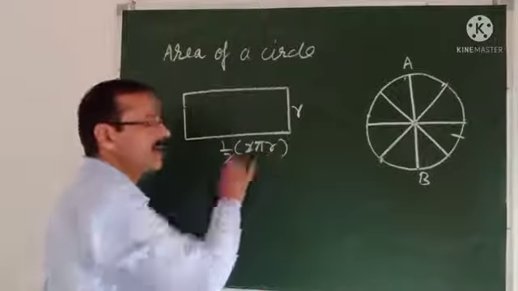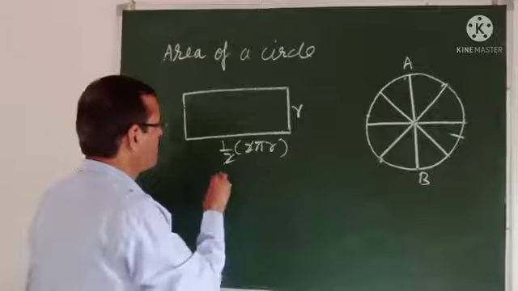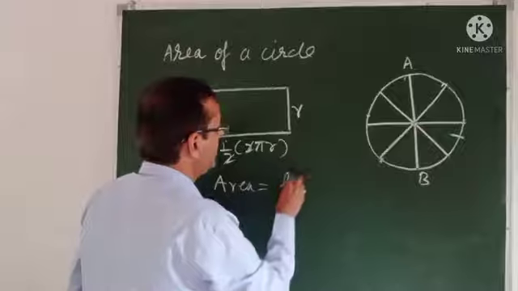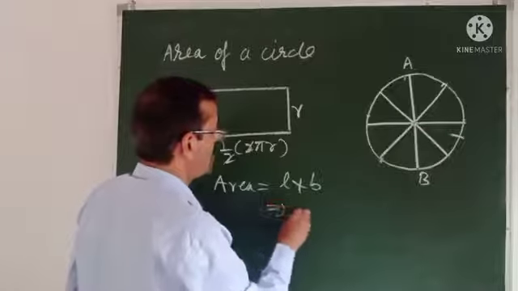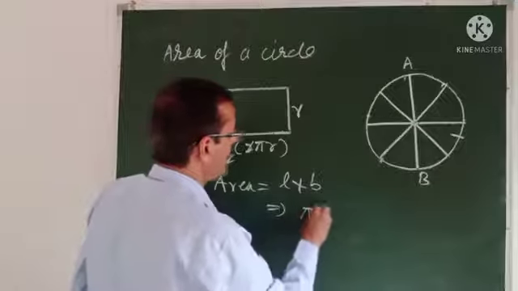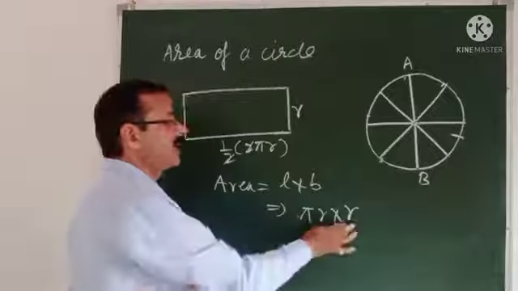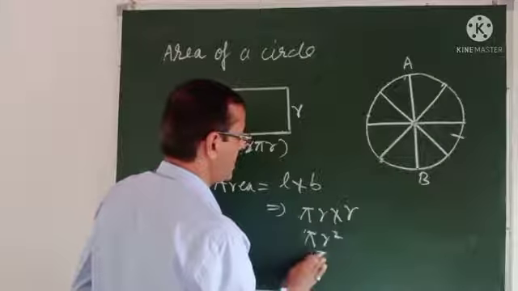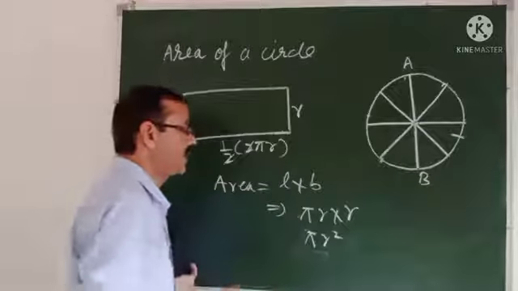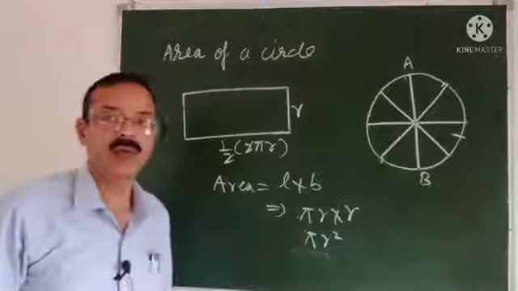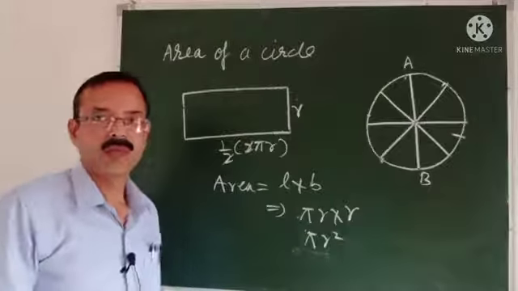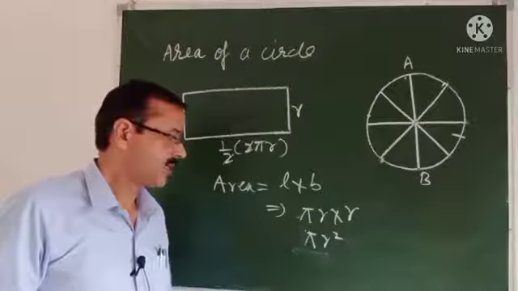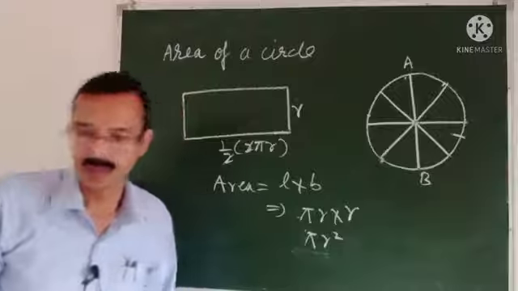As we know, the area of a rectangle is equal to length into breadth, that will be equal to pi r into r. Pi into r square, that will be pi r square. So the area of a circle can be found using this formula, pi r square. Okay. Then on the basis of these two formulas, circumference and area of a circle pi r square, let me do a few questions and see.